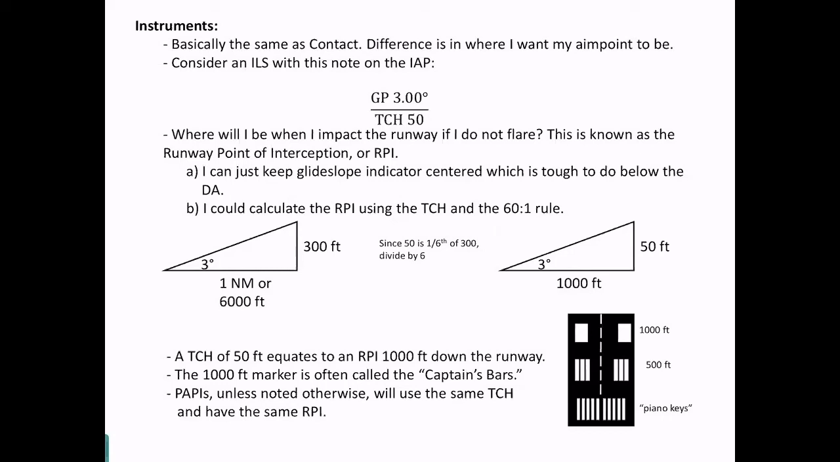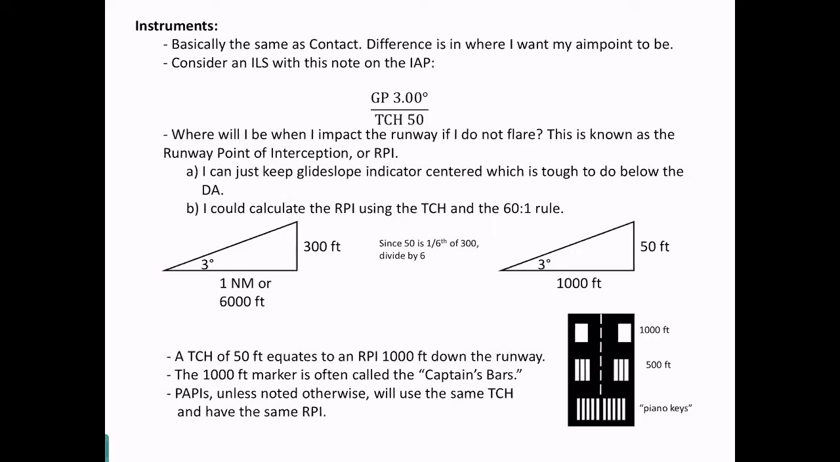So think about your instrument markings on the runway. At the very edge, the approach end, we have what we call the piano keys, or at least I call them the piano keys. What that actually tells us is the number of stripes on just half the runway tells us how wide the runway is. I don't want to get into that right now, though. 500 feet down, we have 3 stripes on each side. That's our 500-foot marker. And then 1,000 feet down, we have 1 big white rectangle on each side. A lot of people refer to those as the captain's bars because that's what they kind of look like.